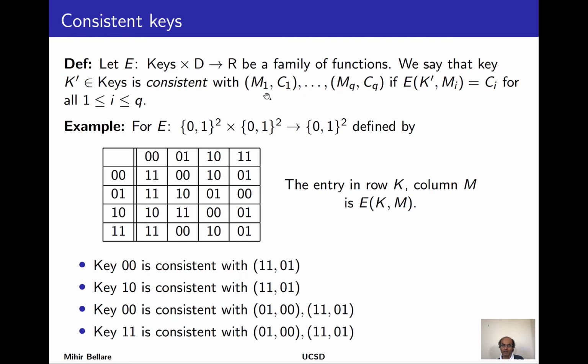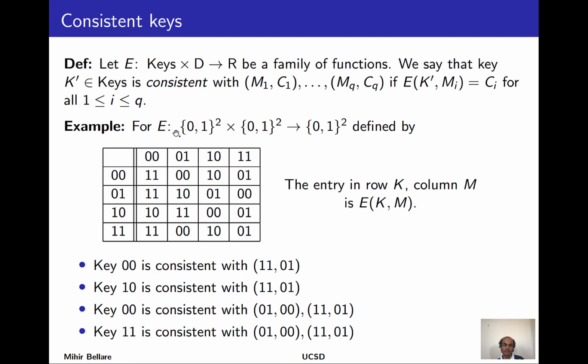So you write down this sequence of inputs and outputs of the block cipher, and you then ask, does this key explain them? If you apply the family of functions to this input with this key, do you really get this output? If you do, the key is consistent with that list. So let's try an example.